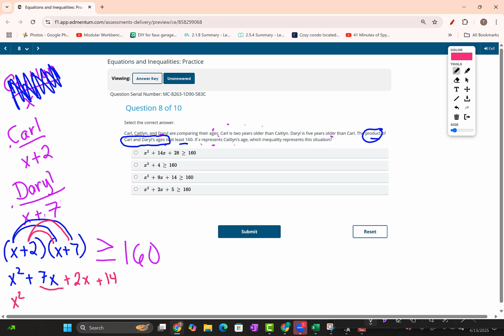We've got like terms here in the middle. Those will add and become 9X. And there we get our answer.